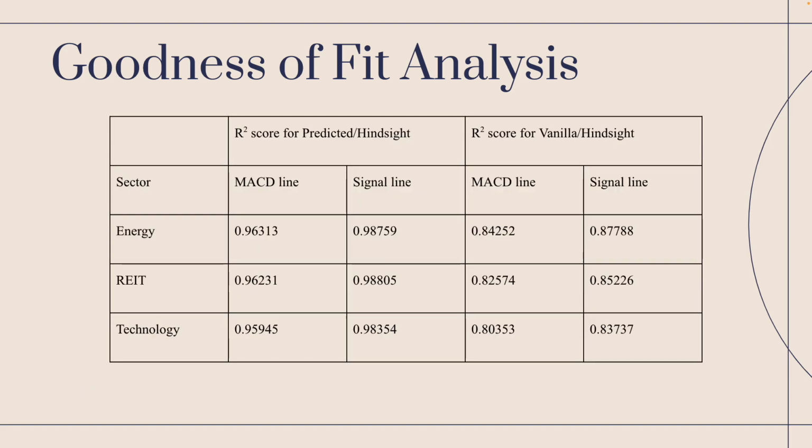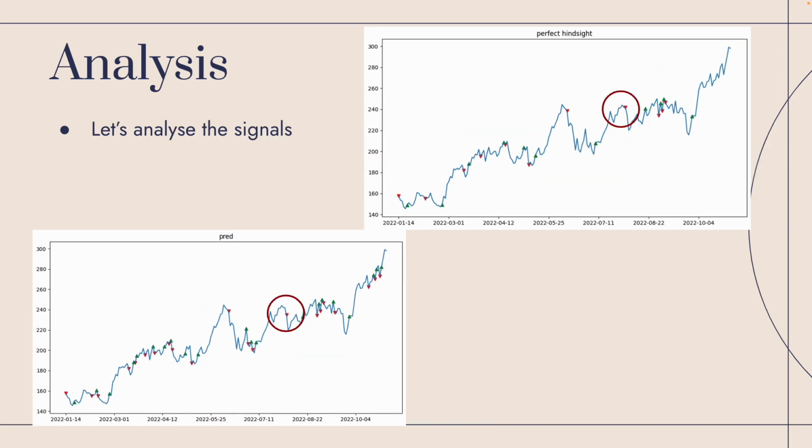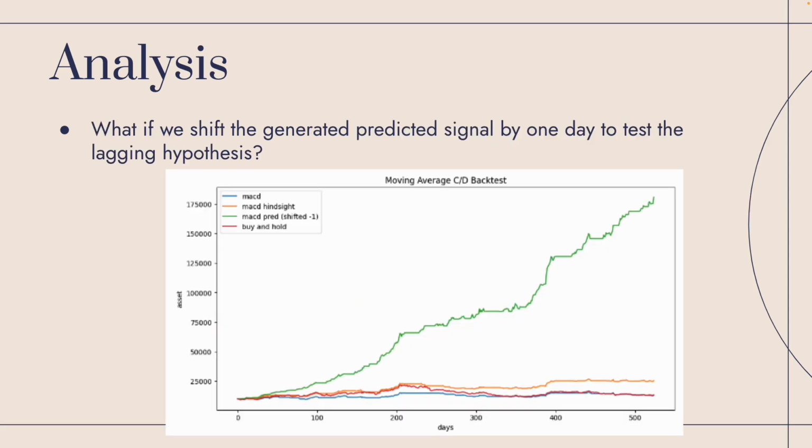Clearly, from the analysis, it appears that the R-square score for the predicted lines are much closer to the hindsight lines than the vanilla lines, where no future values are incorporated. So why is the performance so poor? We observe here that when we separate the two sets of lines, the predicted lines are actually much noisier than the hindsight lines. Furthermore, when we analyze the signals generated by the two sets of lines, we observe that not only are there many buy and sell signals generated for the predicted indicator, they also tend to lag by a couple of days. So we have identified the problems. The signals are basically noisy and late.